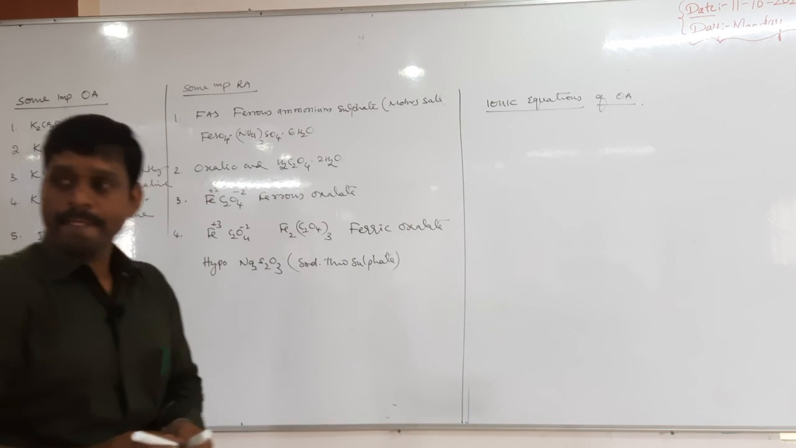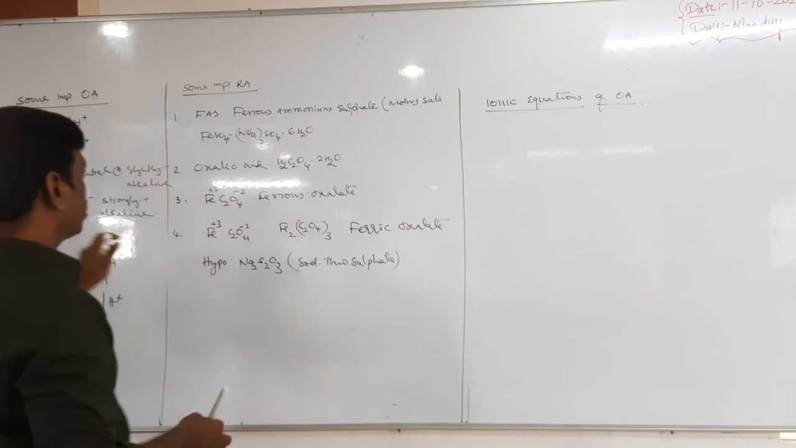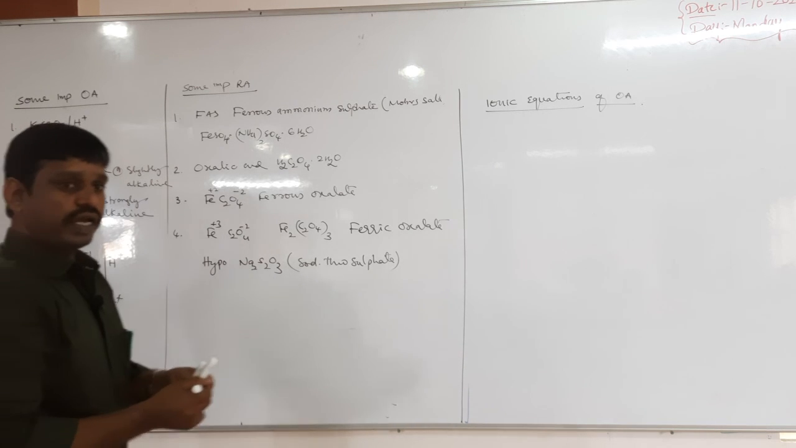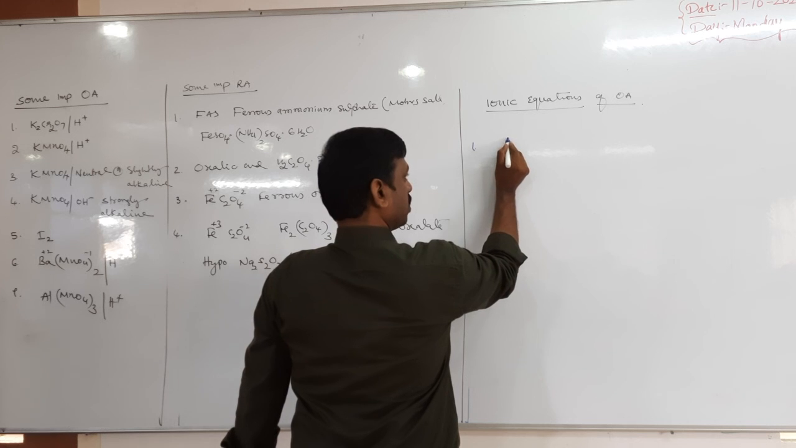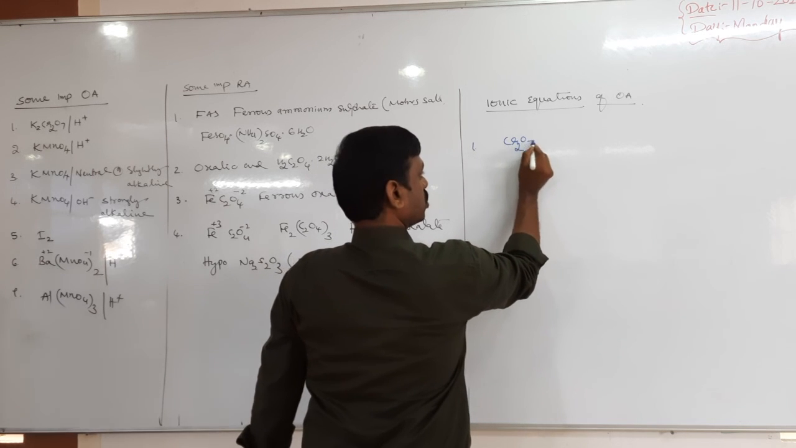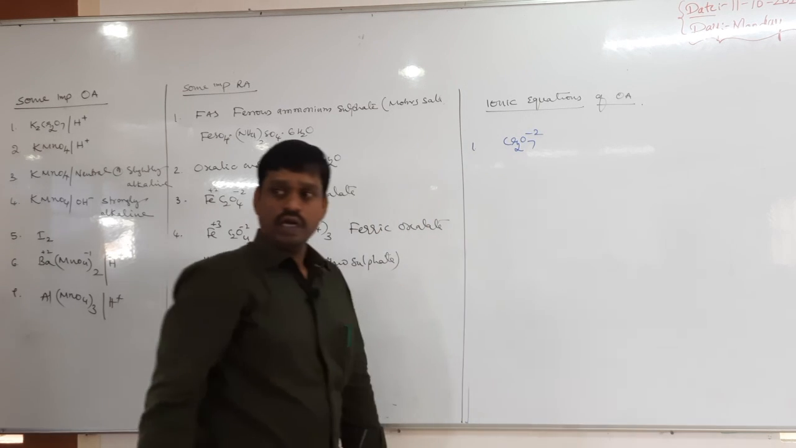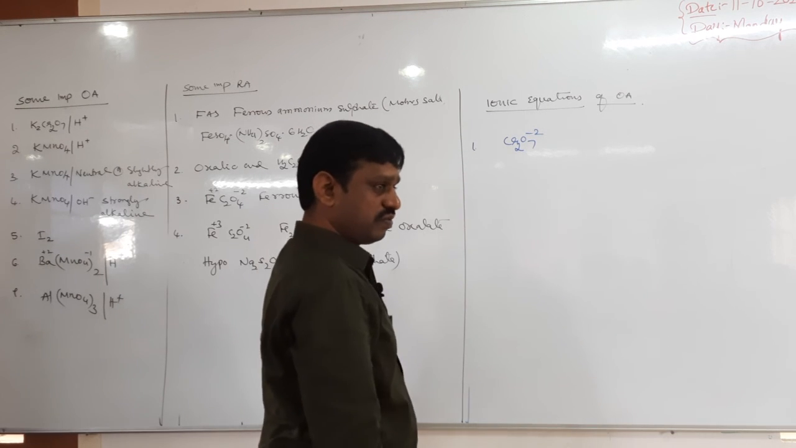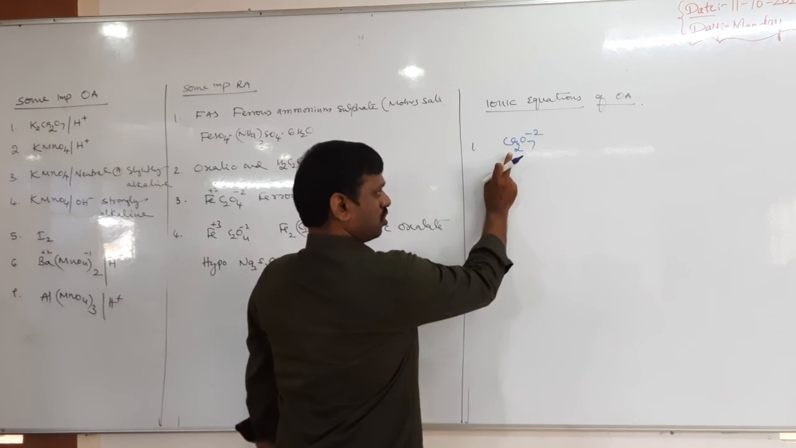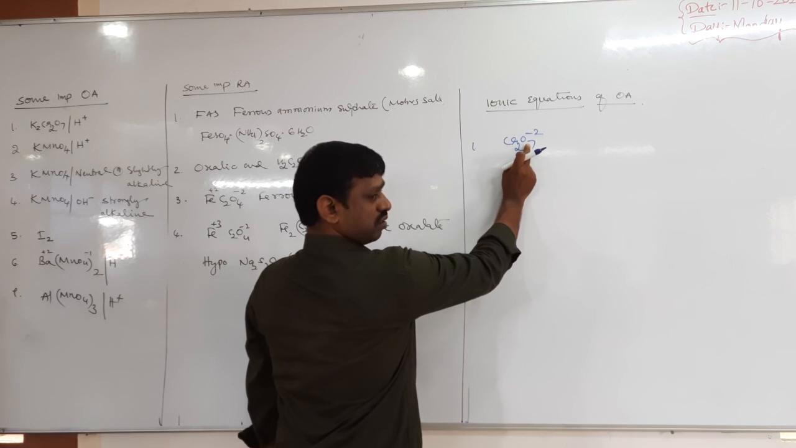Oxidizing agent. So what is the first oxidizing agent we have taken? Potassium dichromate. Can I take dichromate, Cr2O7 2−? Tell me, for the dichromate ion in acidic medium, what is the equation?